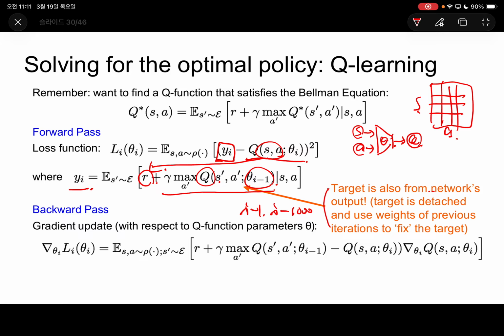So there are two things. The target is also from the network's output. The target is detached because we do not want the ground truth to be affected, so we detach. So this one is detached. My gradient is not backpropagated to y. The gradient is only backpropagated to the current output. And then we use the neural network from the previous iteration. That is how we get the ground truth Q function when training this deep Q network.